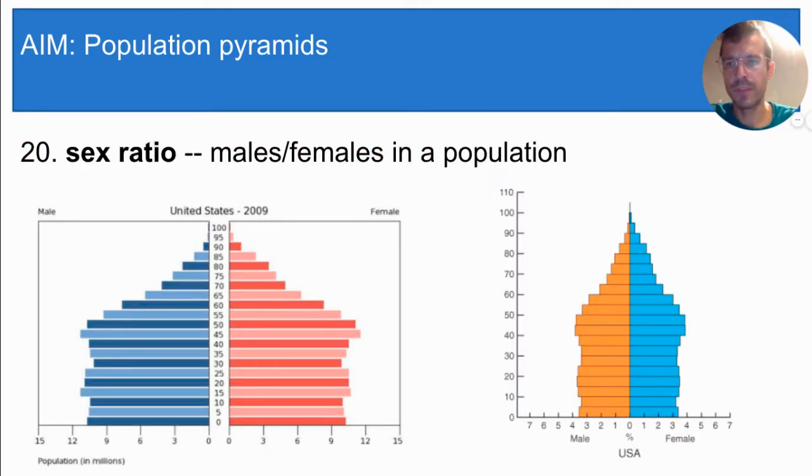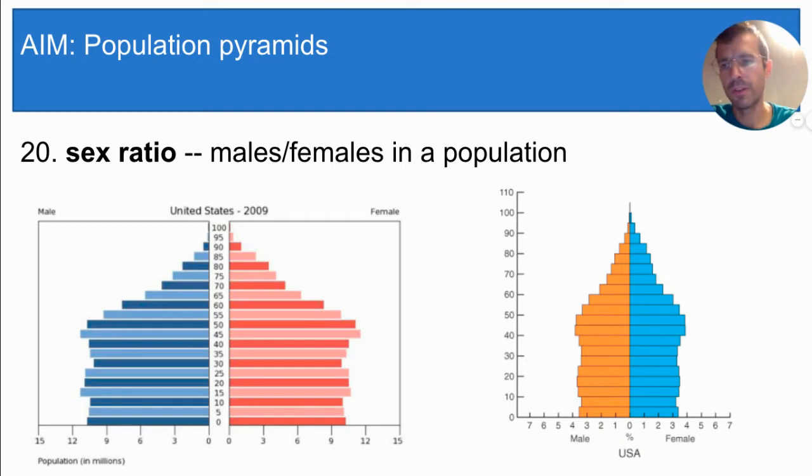Be careful. Sometimes the x-axis of a population pyramid shows the percentage of the population in each age bracket instead of the total number of people. Look at this one on the right. This pyramid shows that in the 15 to 20-year-old age bracket, males are 3.5% and females are 3.5%. That means that 3.5% of the total US population in this year was 15 to 20-year-old boys, and 3.5% of the total population was 15 to 20-year-old girls.